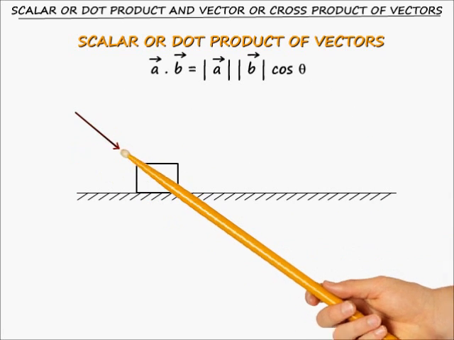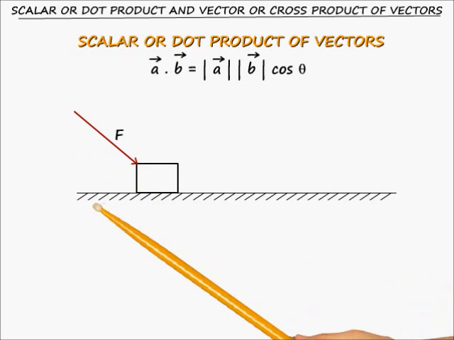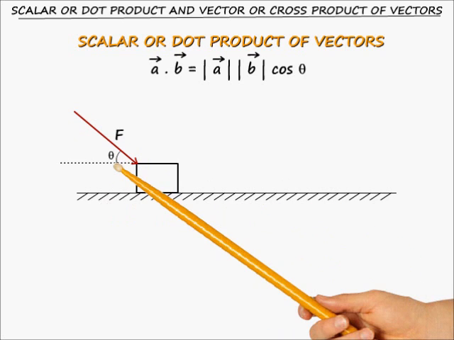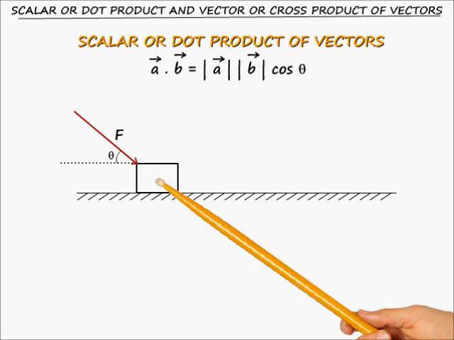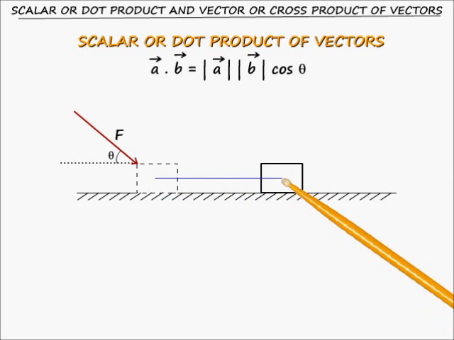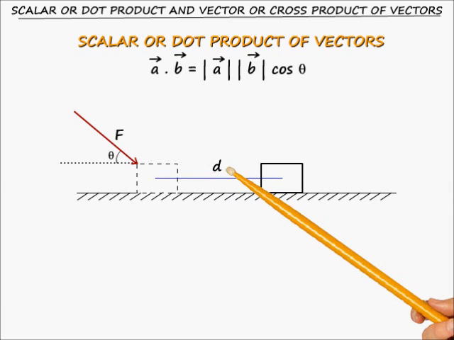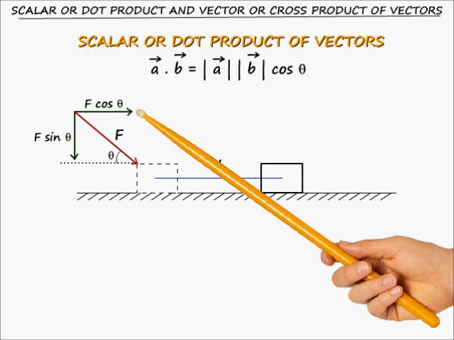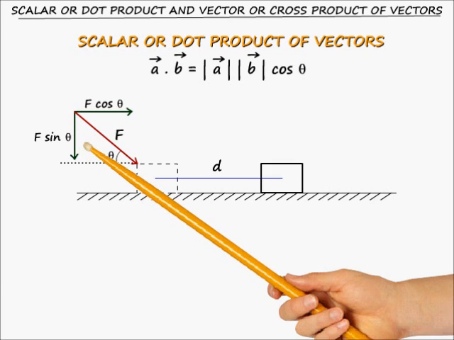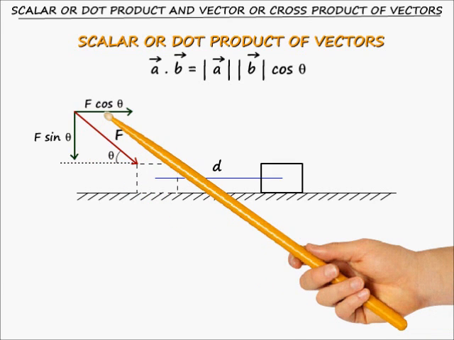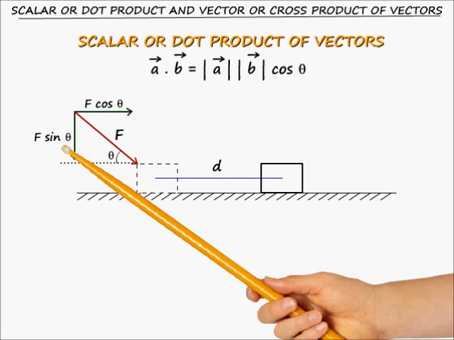Now let's think of a force acting on a body which is placed on a horizontal surface, making an angle theta with it. Now this force causes the body to move horizontally in this direction, which moves by a distance d. The force can actually be resolved into two components. One component along the direction of the displacement of the body, and another component at right angles to it. Clearly, the horizontal component, which has magnitude F cos theta, is responsible for the movement of the body and not the vertical component, as there is no vertical motion of the body.